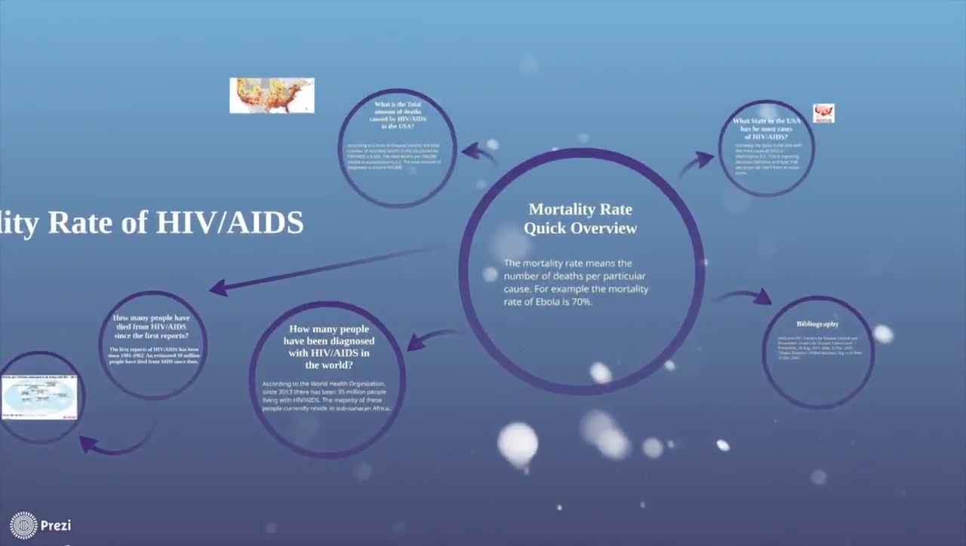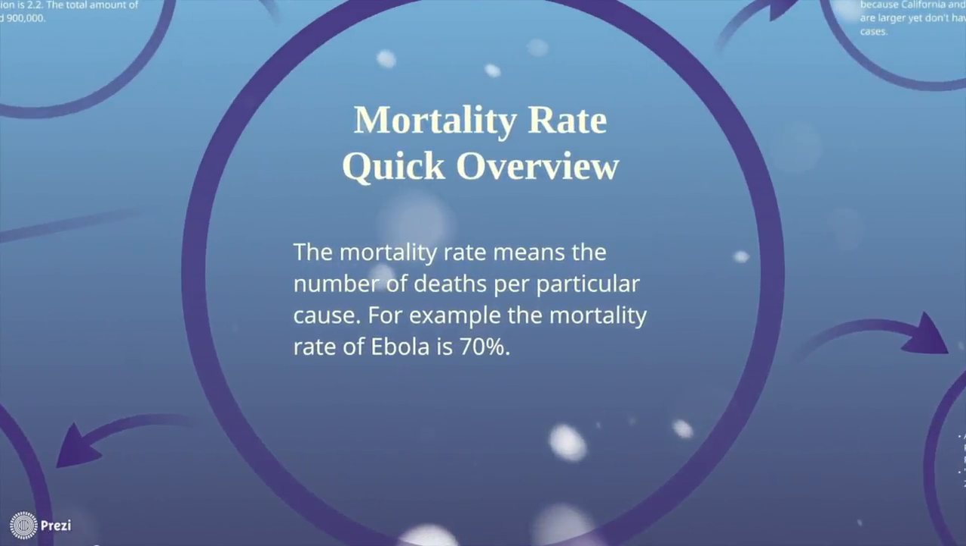The mortality rate of HIV and AIDS. The mortality rate means the number of deaths per particular cause. For example, the mortality rate of Ebola is 70%. This means that for every 10 people that contract Ebola, 7 of them will die.